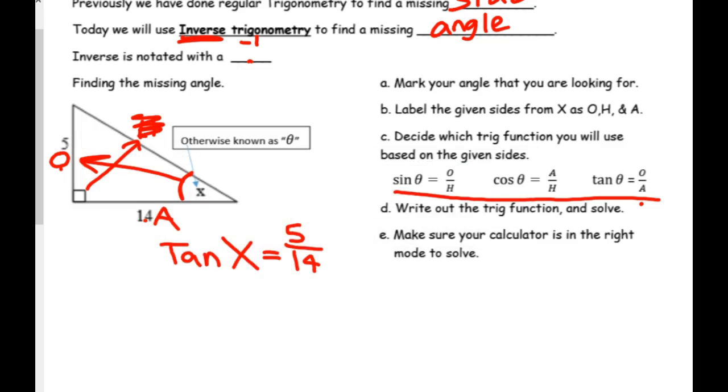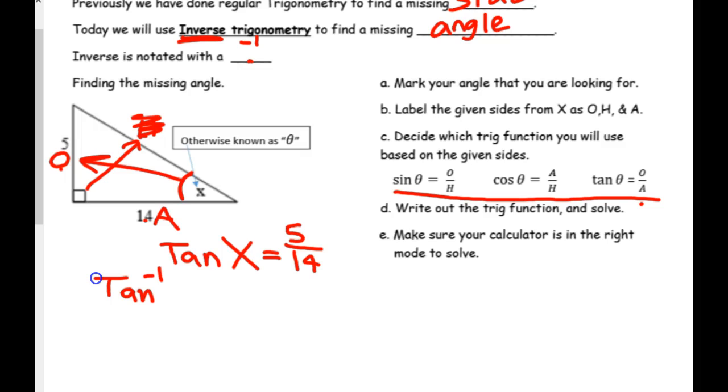Now, I'm going to show you the long way before I show you the short way, okay? So, the only way to get rid of a tan is with an inverse tan, right? So, on the left side, I'm going to put tan inverse. Every time I say inverse, I'm putting a little -1. It looks like an exponent, okay? So again, tan inverse.